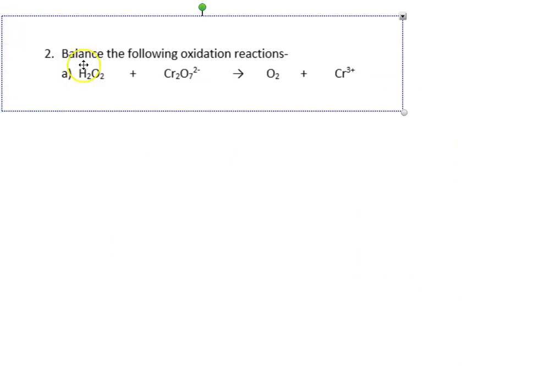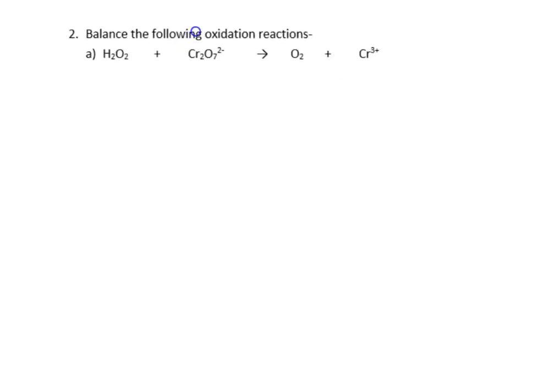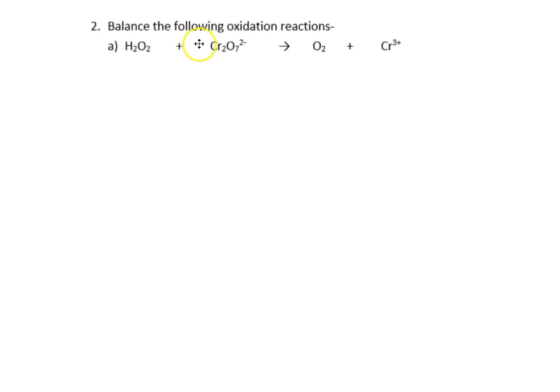Number 2, balance the following oxidation reactions. There's an A and there's a B. Why don't you give this a try? On this test, I would highly encourage you not to skip these problems. Okay. All right, here we go. So we have a few minutes to work through this. What's the first step we do?